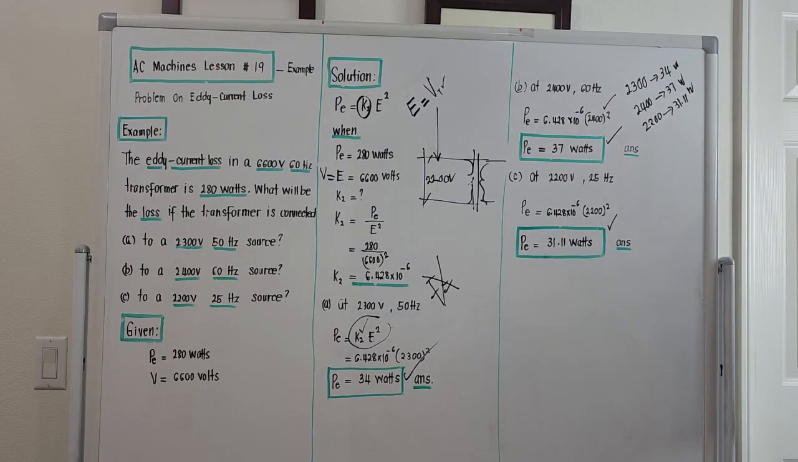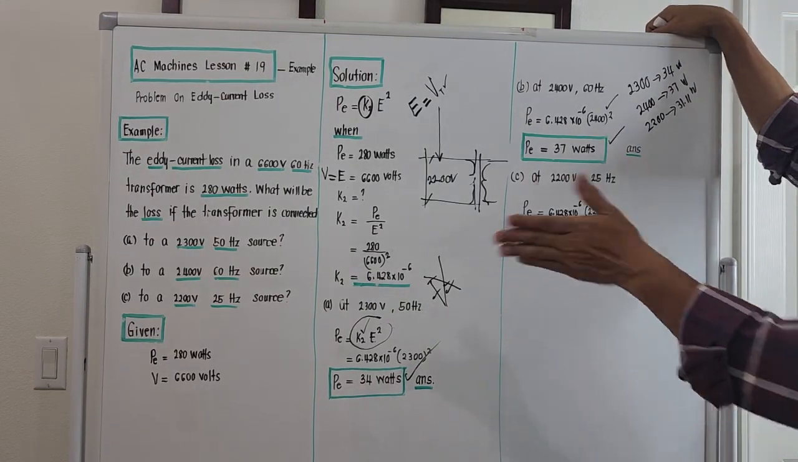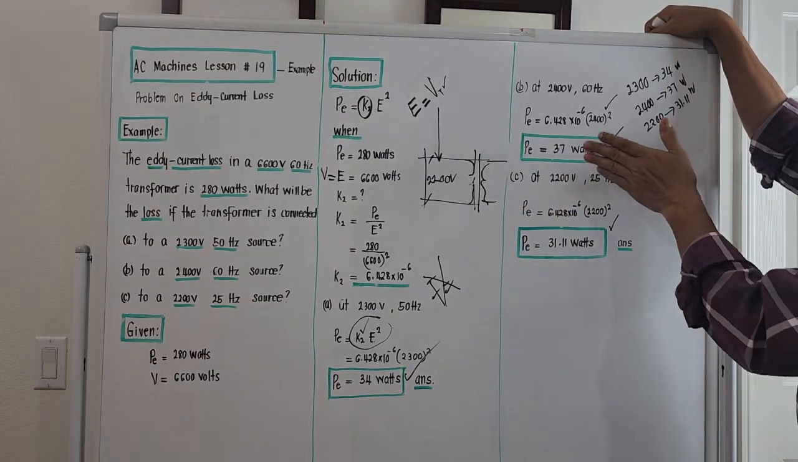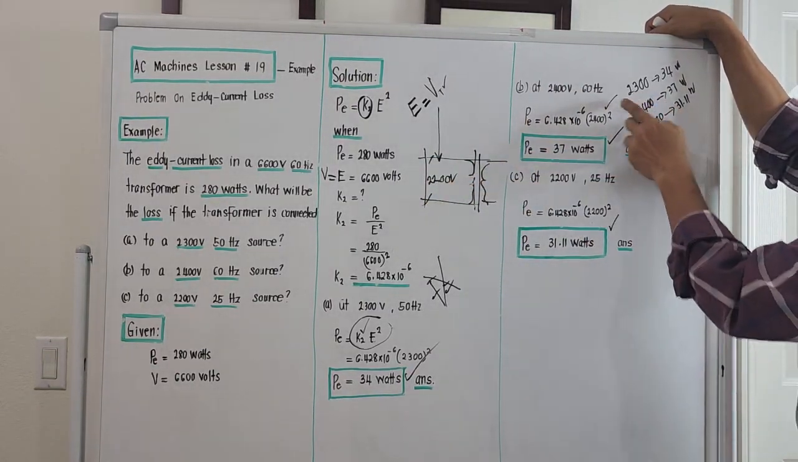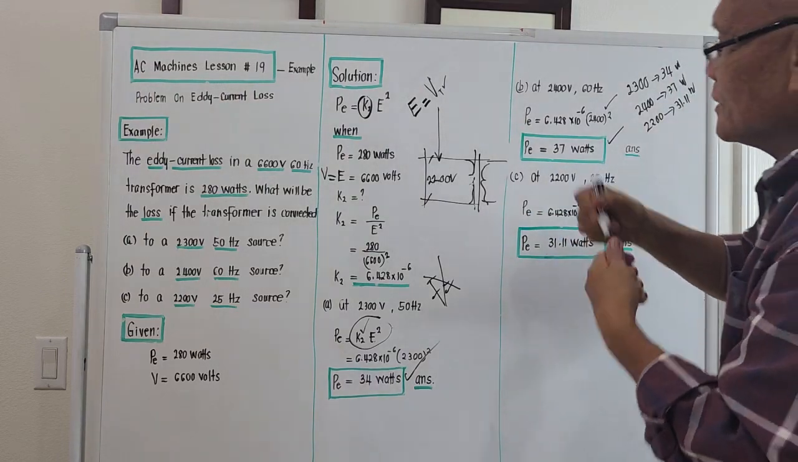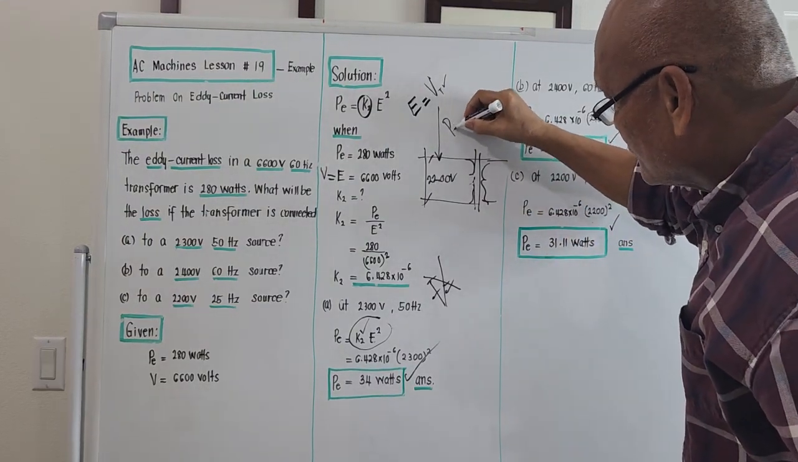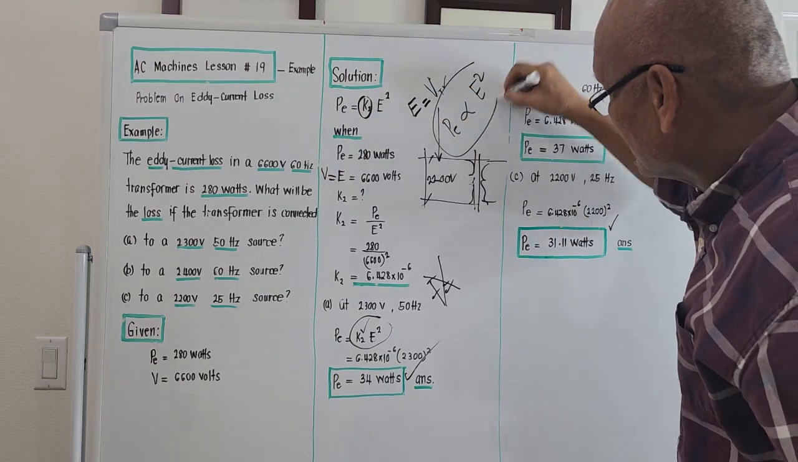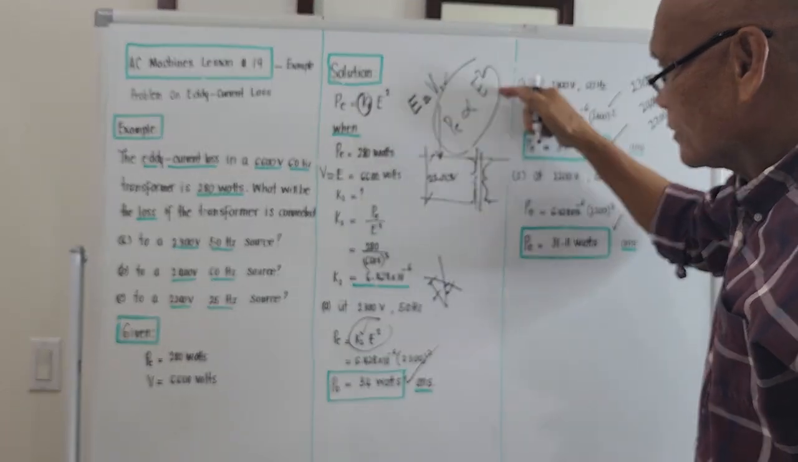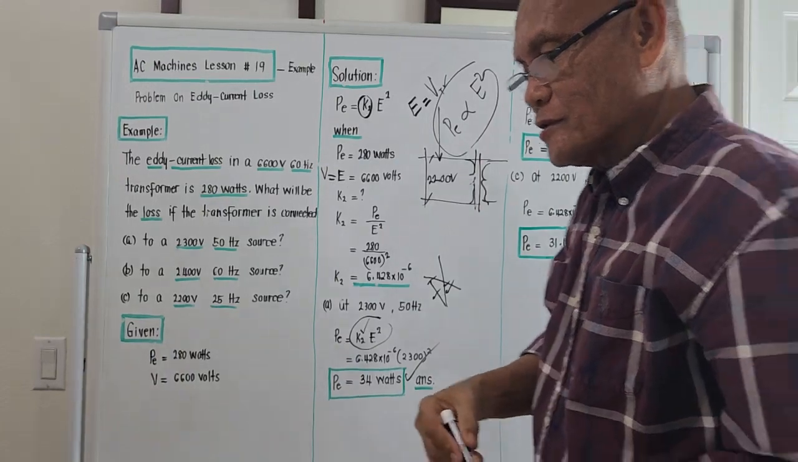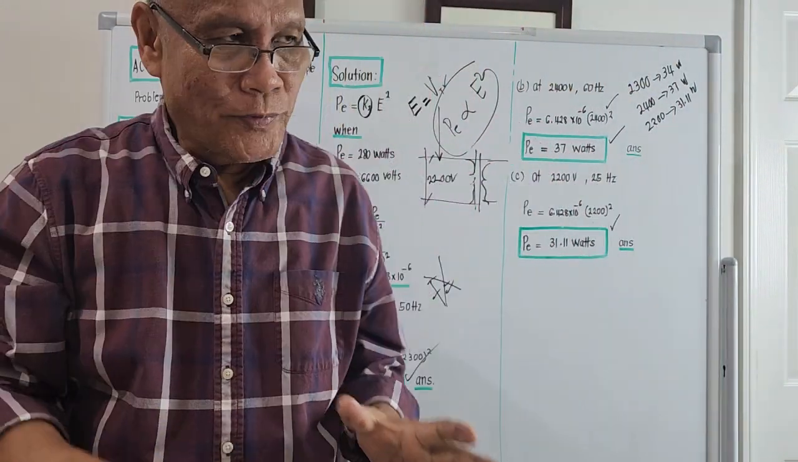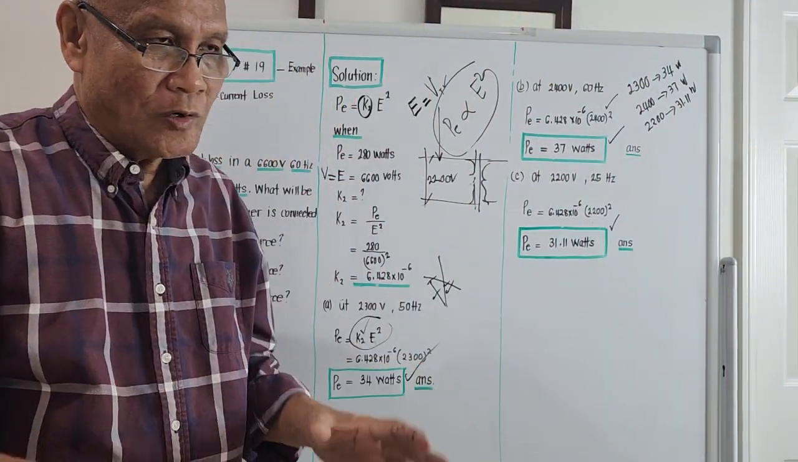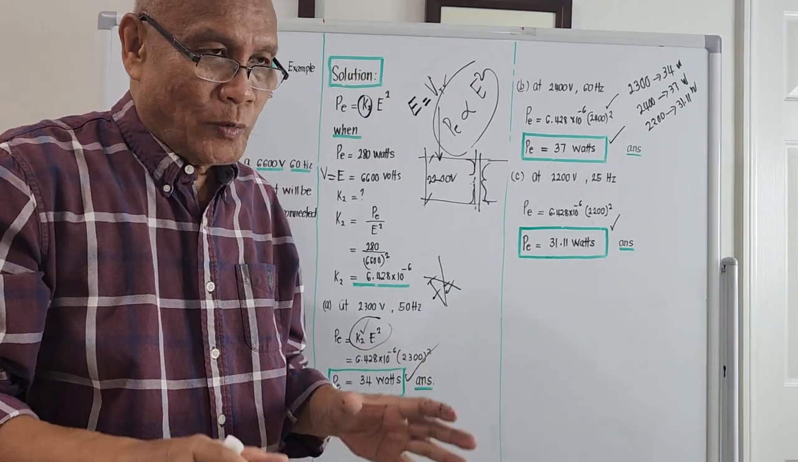So actually, eddy current loss varies directly with the square of the applied voltage. Eddy current loss varies as the square of the voltage. This is independent of the frequency. Okay, that's it, guys. That's the way to compute the eddy current loss of the transformer with the given applied terminal voltages.